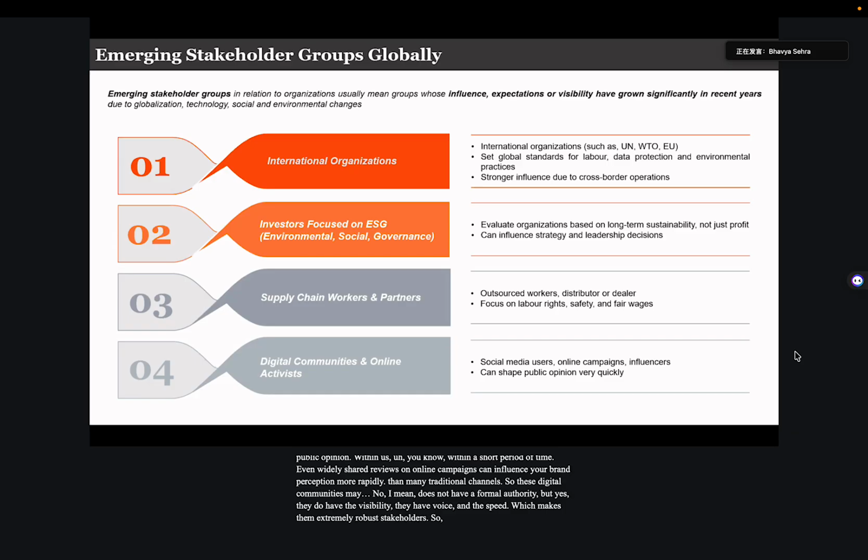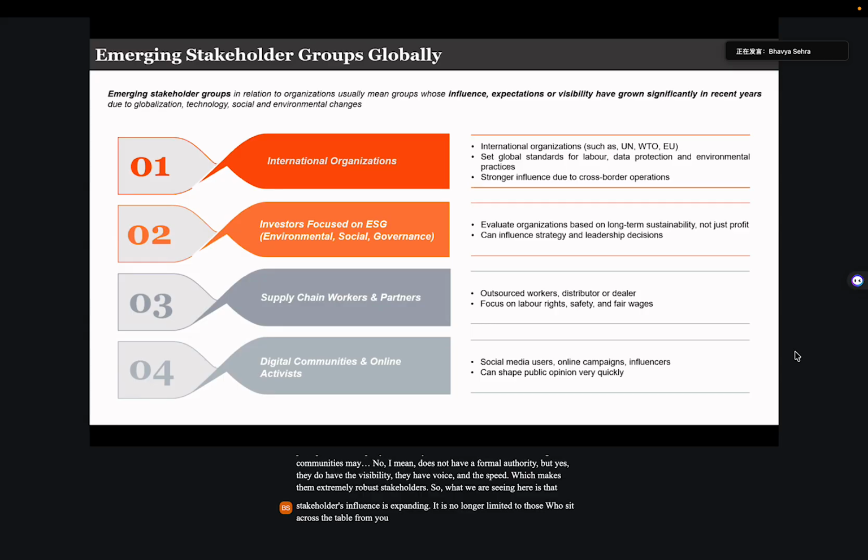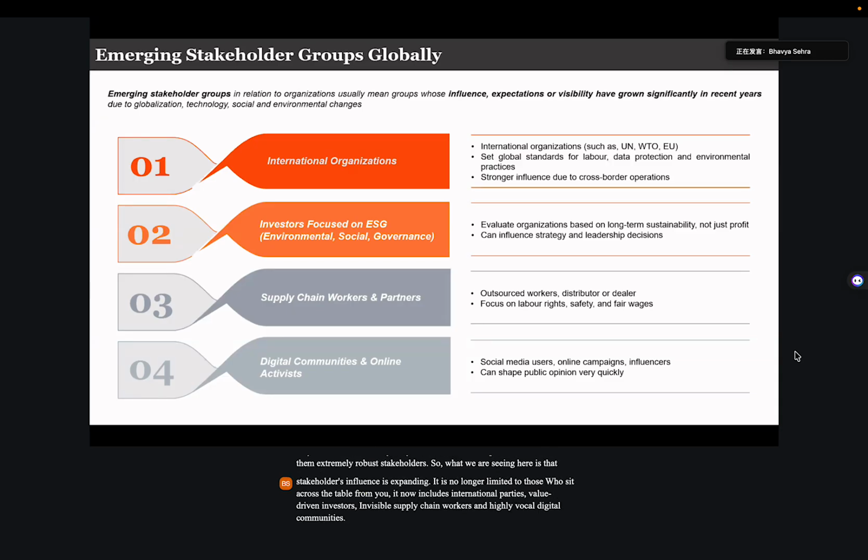So what we are seeing here is that stakeholder influence is expanding. It is no longer limited to those who sit across the table from you. It now includes international bodies, value driven investors, invisible supply chain workers, and highly vocal digital communities. So boards and leaders must recognize these emerging stakeholders early, because ignoring them often leads to governance, reputational, and strategic risk later.